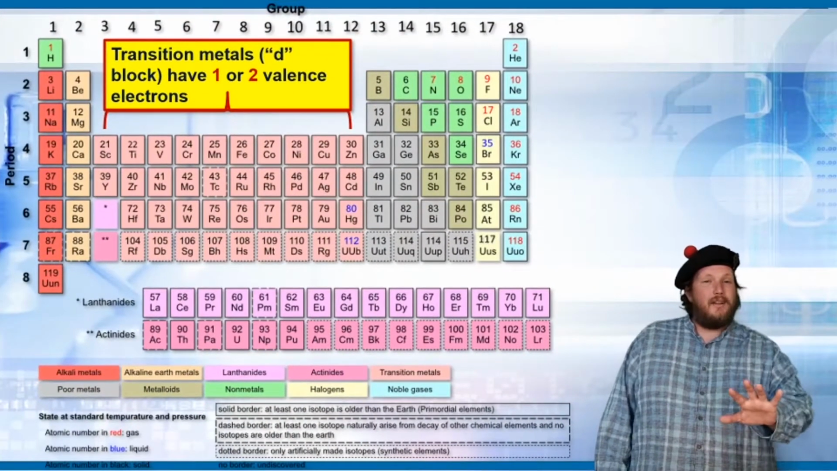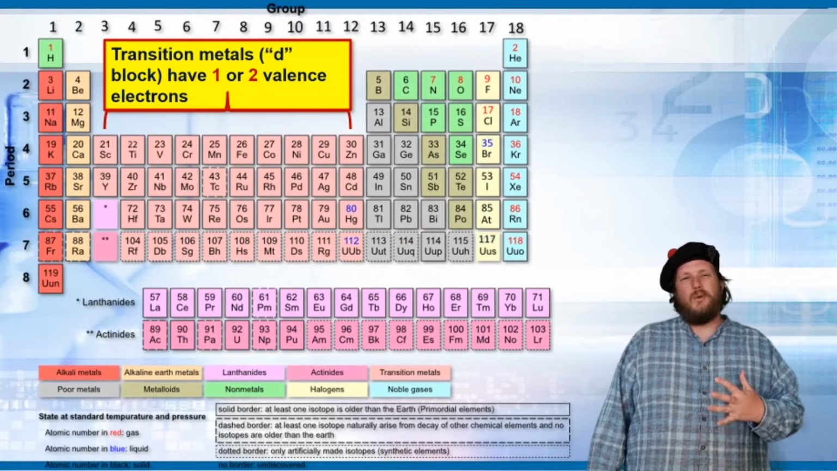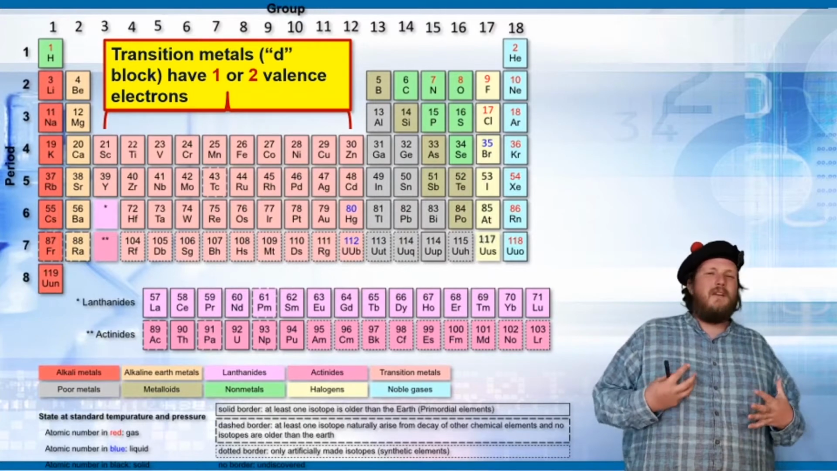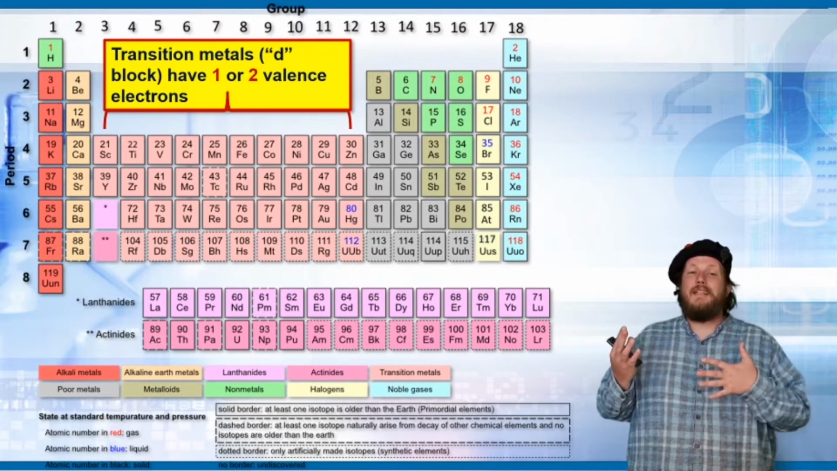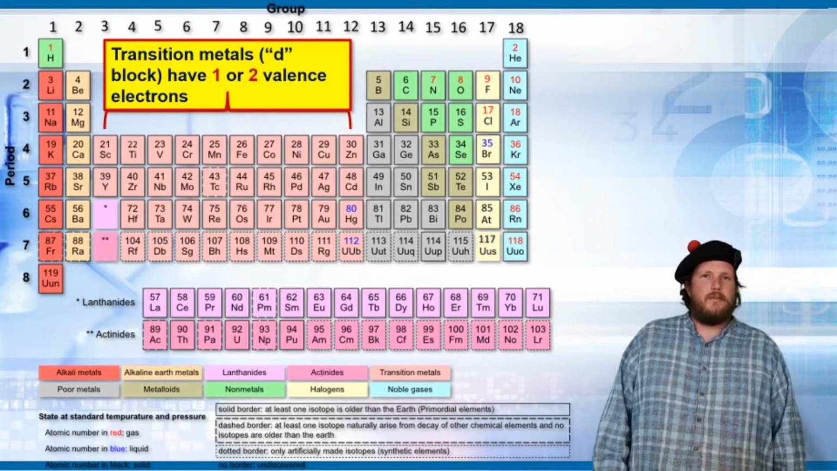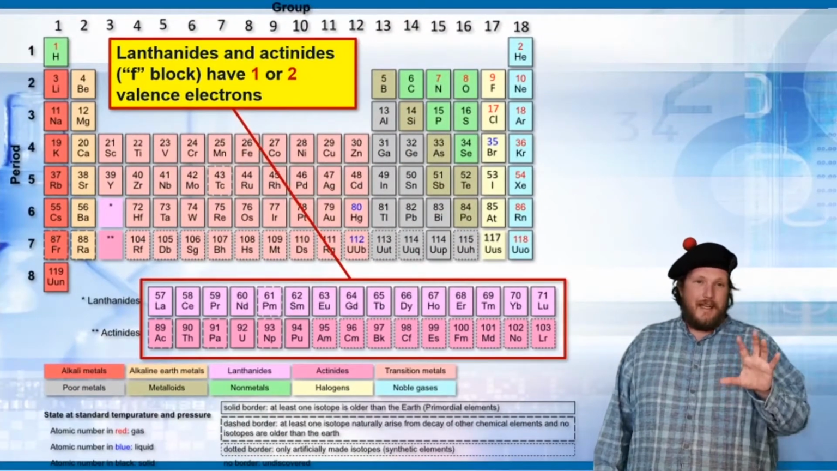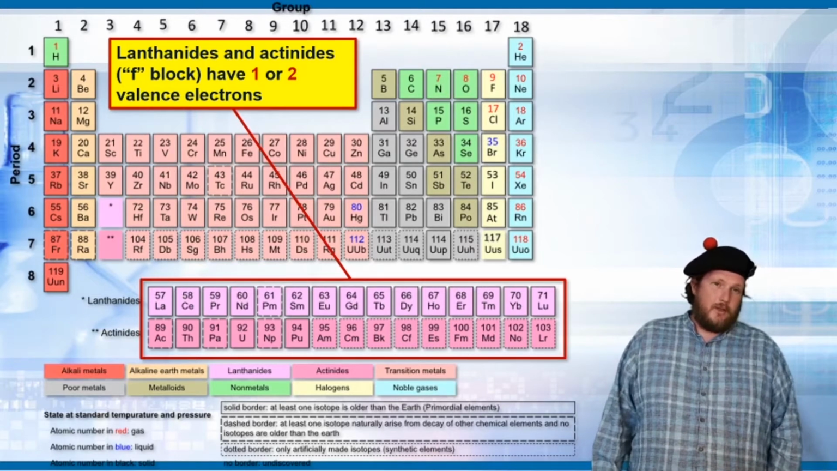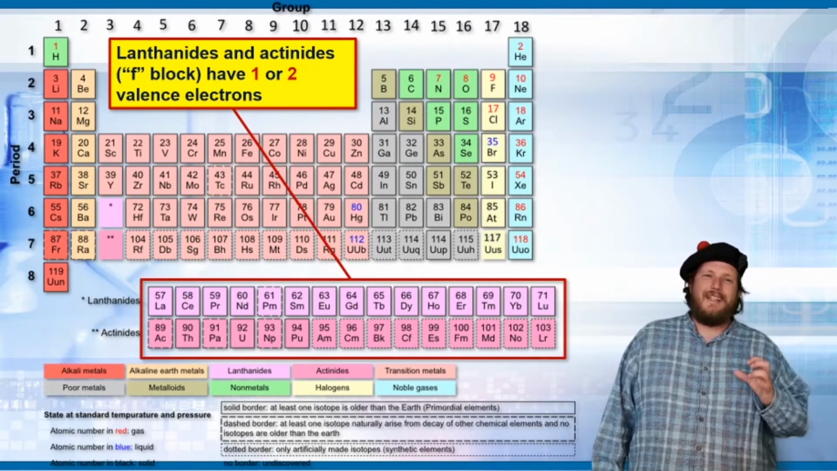The transition elements, the D block, tend to have 1 or 2 valence electrons. They're a little weird and they don't always behave the same. This is why when we actually get to naming things, there's some more specifics that we have to do with those. Lanthanides and actinides, the F block at the bottom, they all have 1 or 2 valence electrons. Kind of the same thing with the D block. It's a little bit weird.